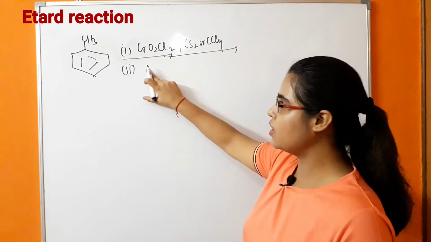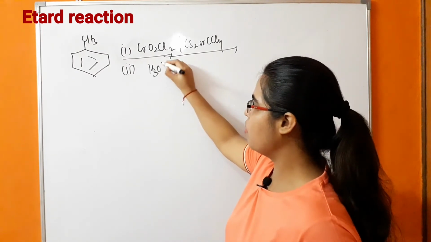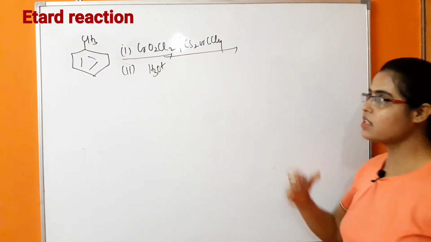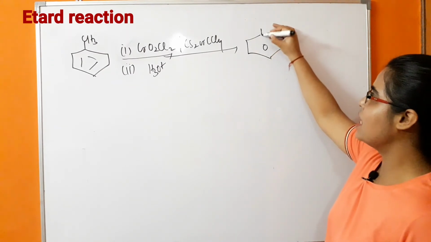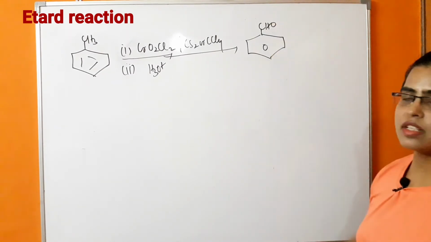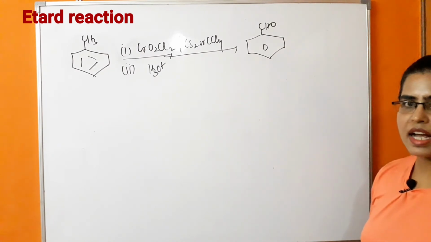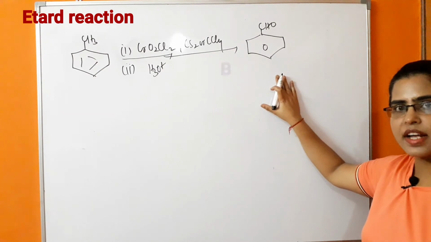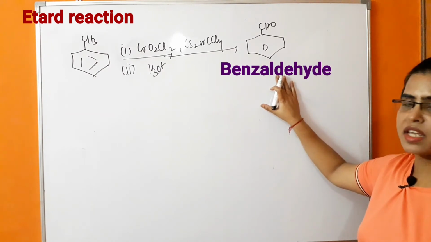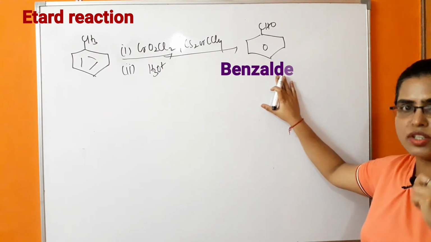So further hydrolysis in the presence of acid takes place. So the final product formed will be an aldehyde, that is, benzaldehyde will be formed in this. This reaction is the Etard reaction. So how does this reaction take place? This reaction takes place in two steps.